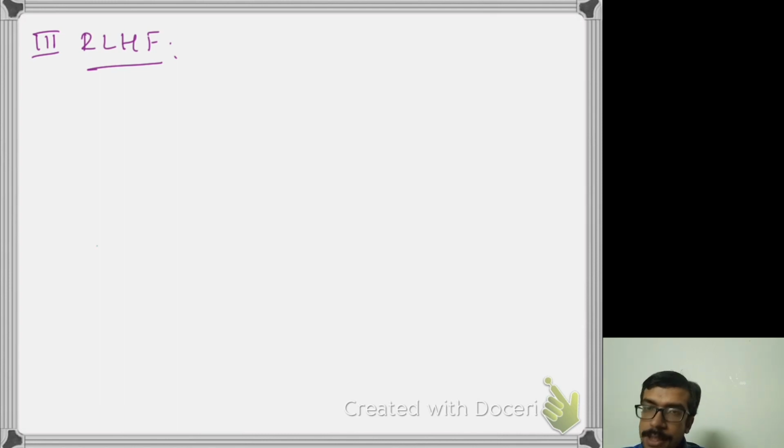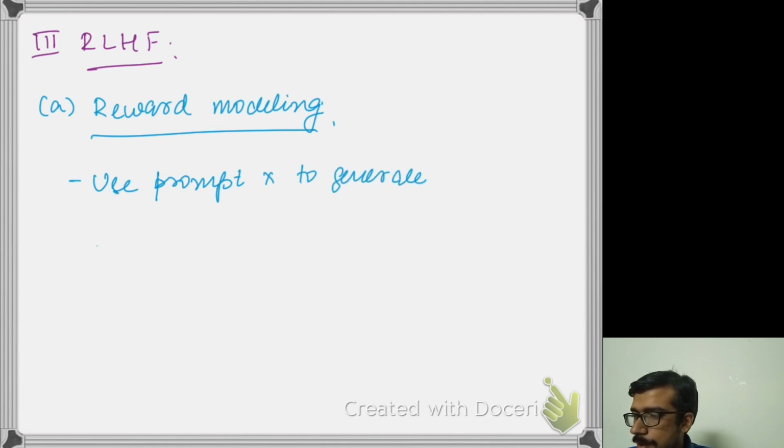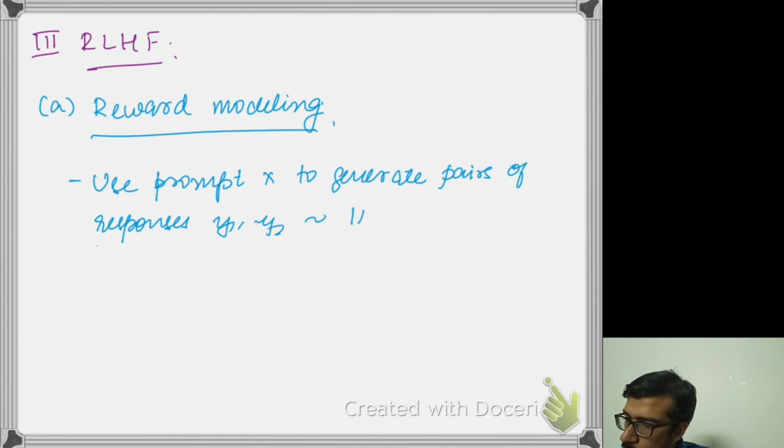So essentially, this RLHF or reinforcement learning from human feedback consists of two steps. So first is a reward modeling phase. Okay. So here, we use prompt x to generate pairs of responses y1, y2, which are sampled from, let's say, the supervised fine tuning model y given x.